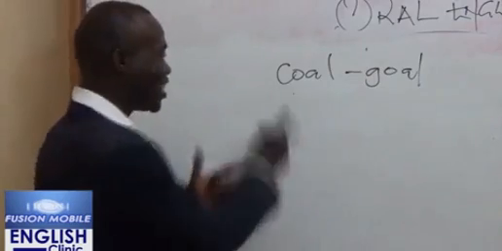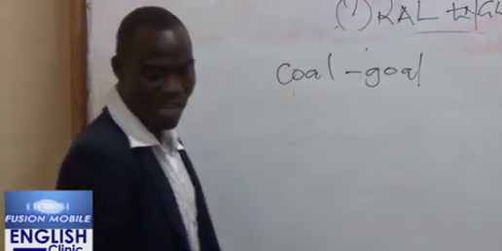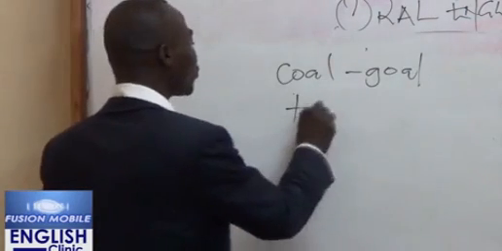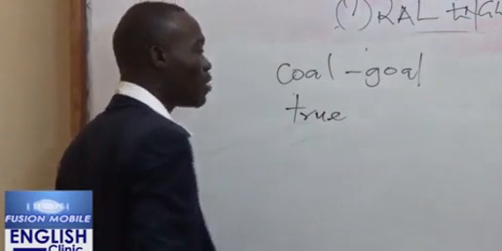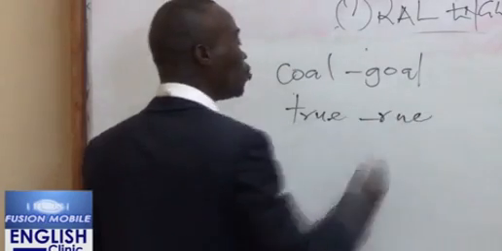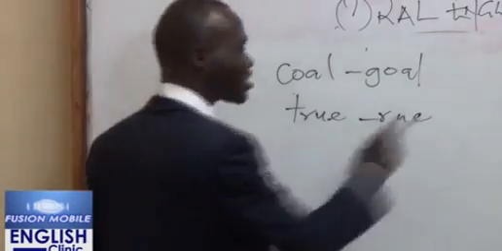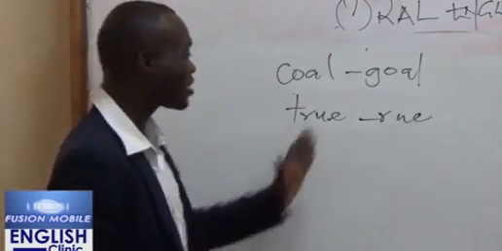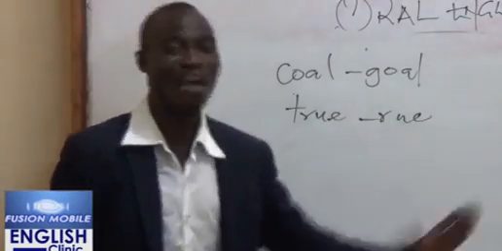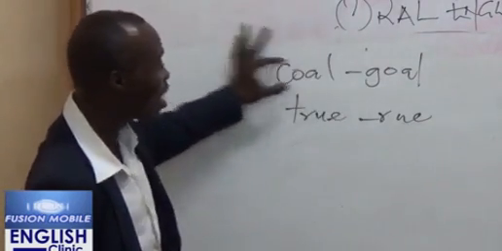So we can say these two words rhyme, they have the same rhyme. Now if you look at words like true and rue, they have the same sound. So you can see that they have similar sound. In other words, we are looking at the similar ending sound. They may not have the same initial sound, like in the case of coal and gold.